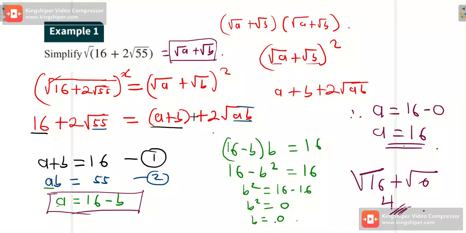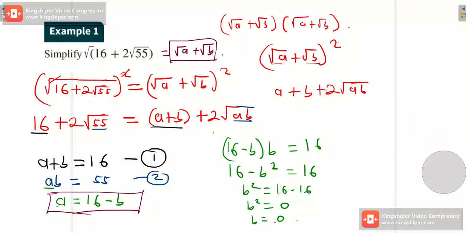Let's go back to see. It looks as if there is an error somewhere. The answer is not supposed to be 4. So let me go back and analyze that. All right, so I have seen where the mistake is coming from. Now you can see that when we made A the subject in equation 1, we got A is equal to 16 minus B. That was from equation 1.